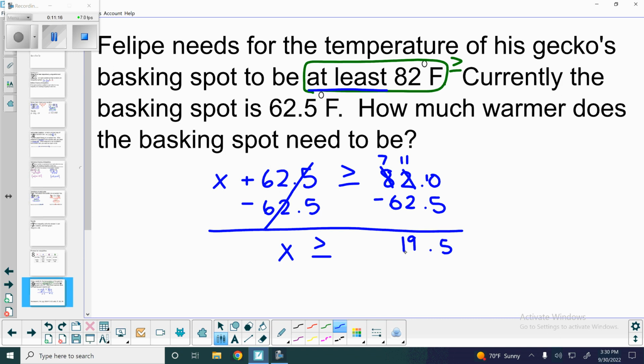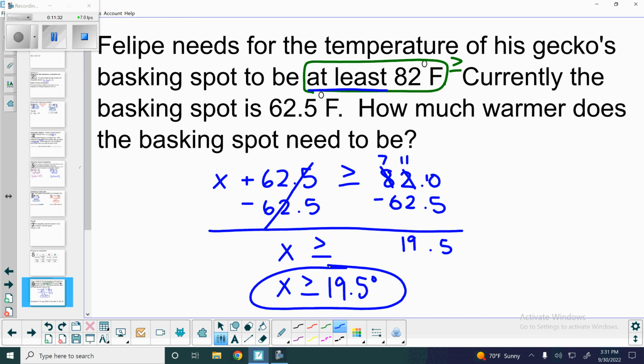How much warmer does it need to be? It has to be greater than or equal to 19.5 degrees. 19.5 would be the minimum. It could be 20 degrees, 21 degrees, and so on. But that is how that is going to be set up.